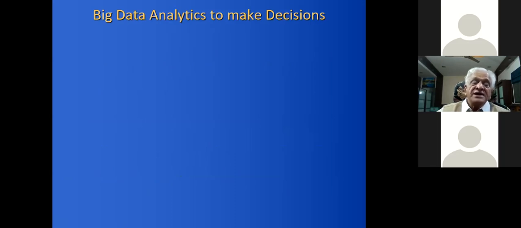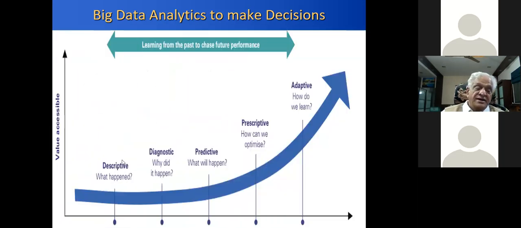So what is big data analytics for making decisions? What are the decisions that you make? One is descriptive. Once you give the data, it says what has happened. Somebody has a heart attack, somebody has COVID, whatever. And diagnostic, why did it happen?